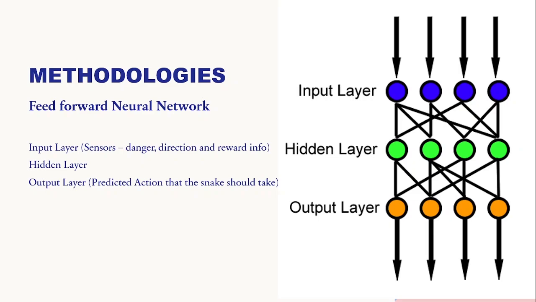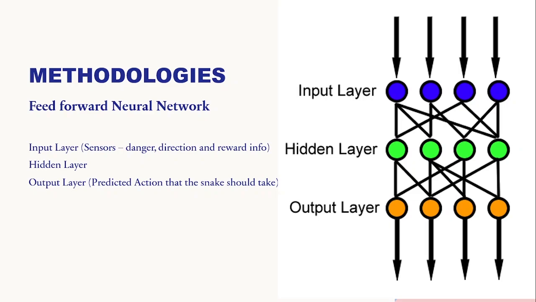The network that was chosen to complete this project was a feed forward neural network. It is a simple network with three layers: an input layer, a hidden layer, and an output layer. In the input layer, it takes in the sensors that we just talked about, the sensors being the danger values, the direction values, and the food or reward values. It sends that through the hidden layer, and in the output layer, a predicted action that the snake should take is outputted.